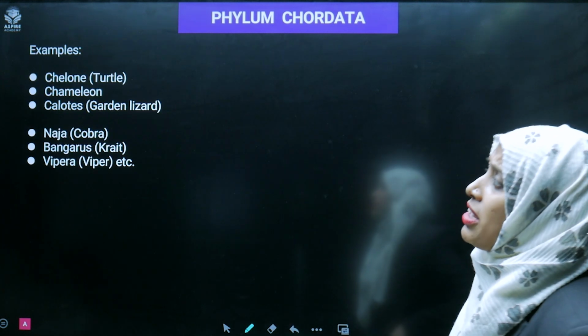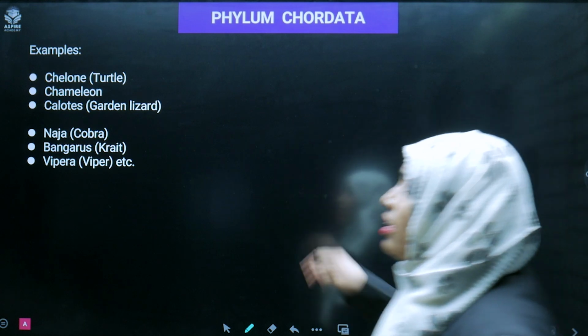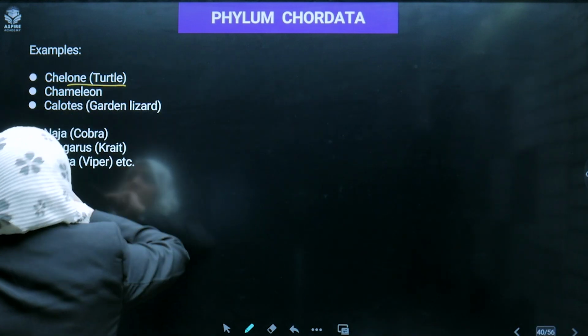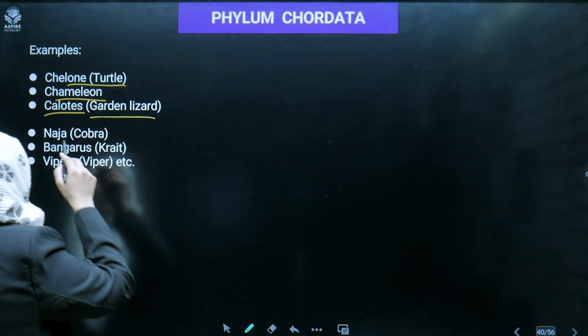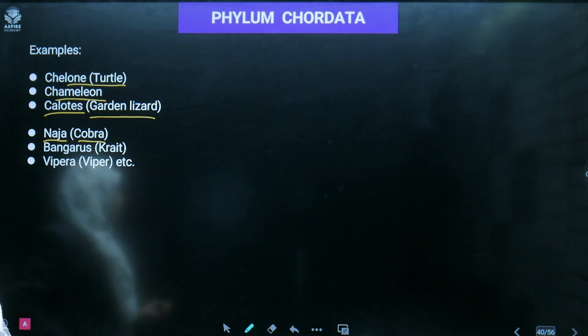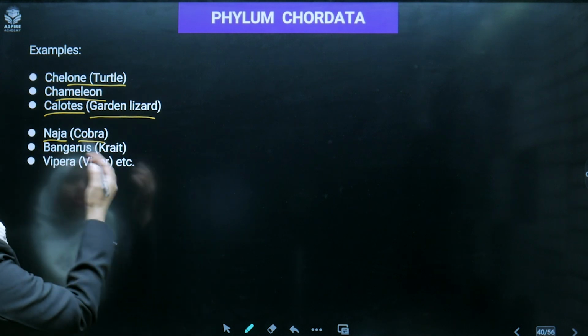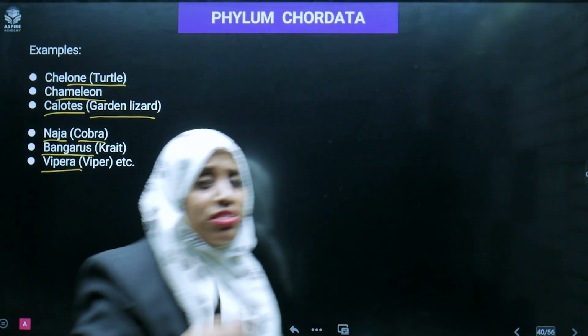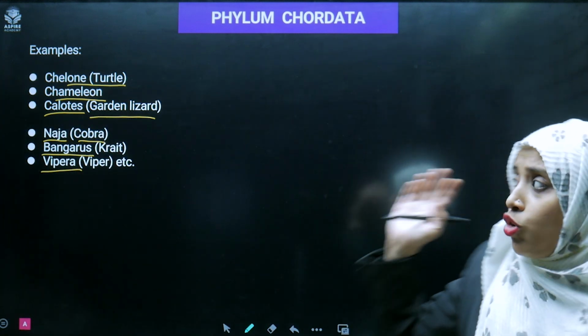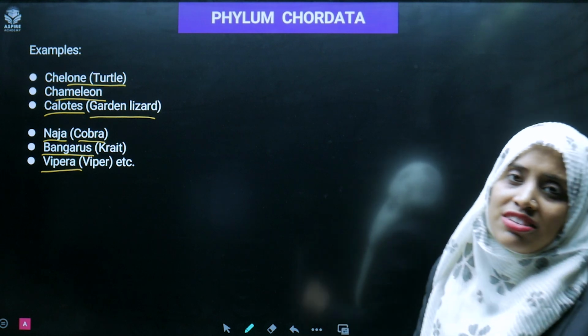Now we'll see the common examples of Reptilia. Kelon, that is turtle. Chameleon, Calotes, that is a garden lizard. Okay, Naja, that is cobra. Then all these are kraits, vipers. These are the reptiles, different varieties of snakes, which are the common examples of the class Reptilia.